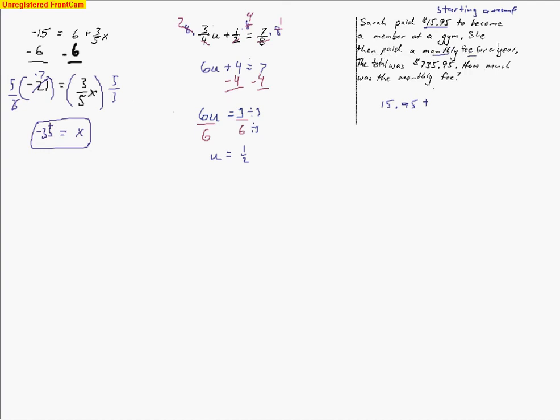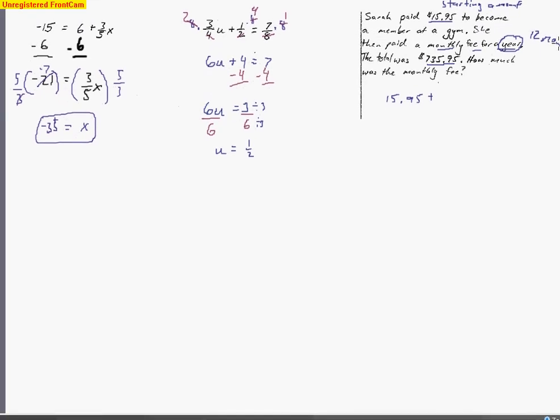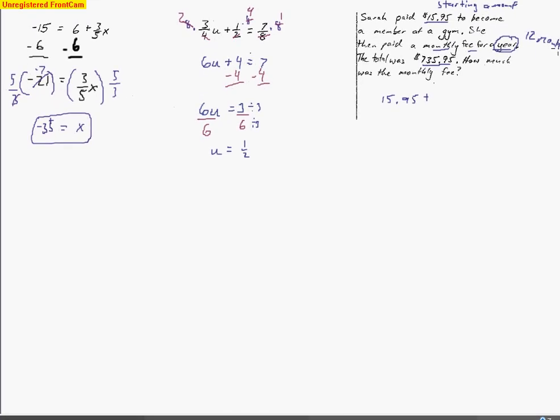then it says she ended up paying a monthly fee for a year, and the total was $735.95. So she paid it for a year, so we know that's 12 months. She has this monthly fee, but we don't know that, and that's what they're asking for. How much was the monthly fee? That's the unknown. So we'll just call M for our monthly fee.